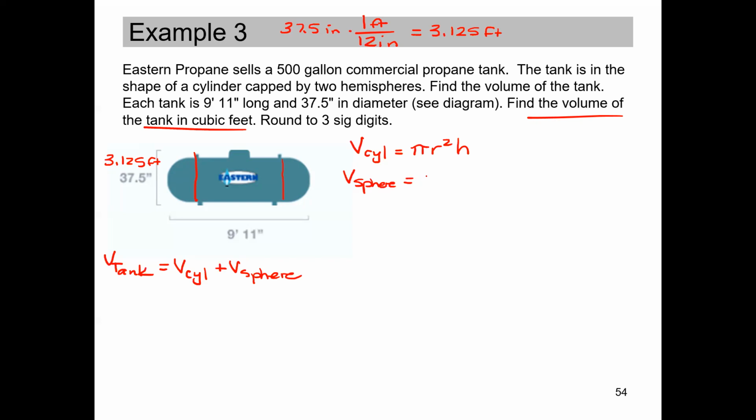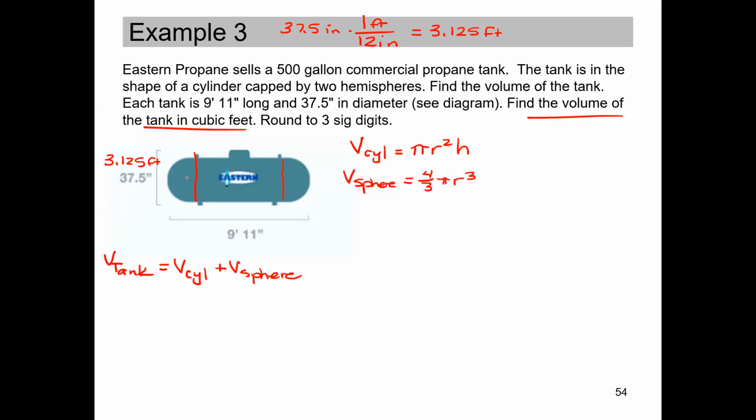Feel free to look it up. Just read it verbatim. V equals 4/3 pi r cubed. Yes. Looking it up or referring to it will help you get used to writing it down and looking at it. So those are the two formulas that I need.